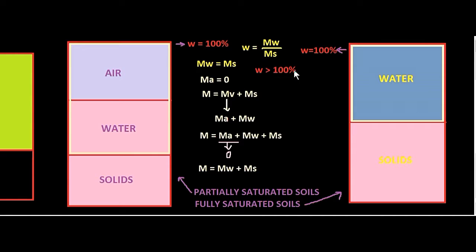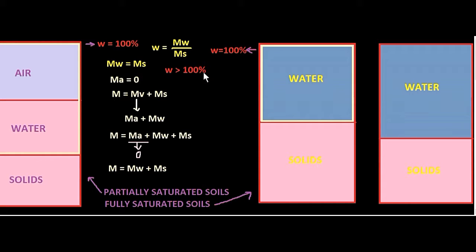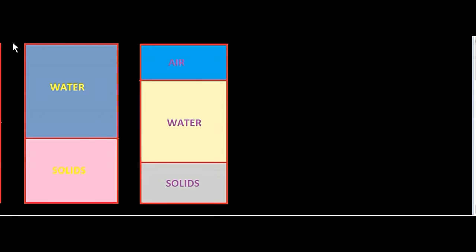Also, the water content can be greater than 100% in some cases. This happens when water content is greater than 100%. There are two cases in here also. Let's just take a look at them. Let this be case 1 and this be case 2. Here, remember, all these representations are of masses only. So this whole represents the mass of water and this whole represents the mass of solids, and the same here.